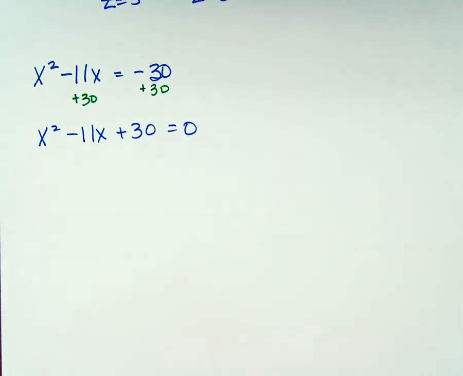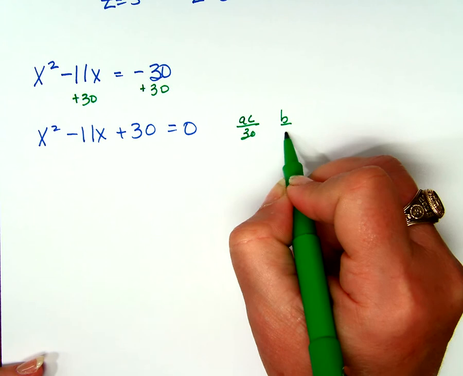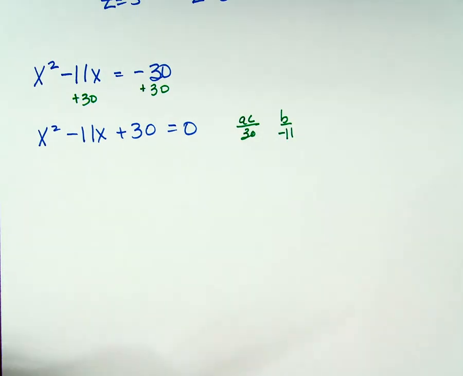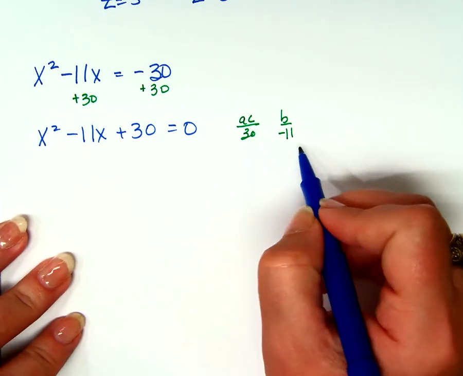Since it's a quadratic, AC is 30, B is negative 11. So somebody who didn't answer last time, if you already answered, you be quiet for a second. You're not in trouble. I just want to make sure everybody has a chance. What two numbers multiply to be 30 and add to be negative 11?